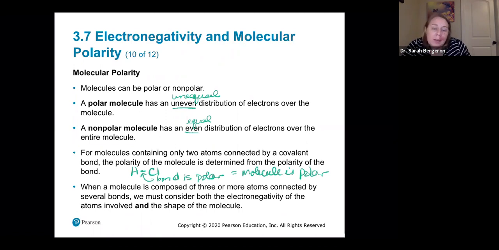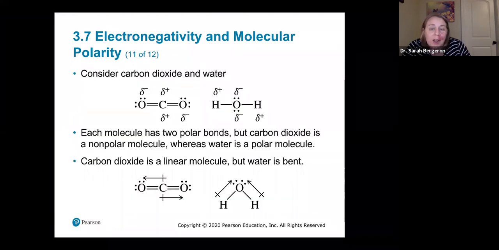Now, if you take a molecule that has 3 or more atoms, and we have lots of bonds inside of them, what you do is you look at all the bonds and you look at the shape of the molecule. The shape of the molecule is going to help you determine if it is polar or not. Let me show you what that means. Let's look at 2 different examples, carbon dioxide and water.